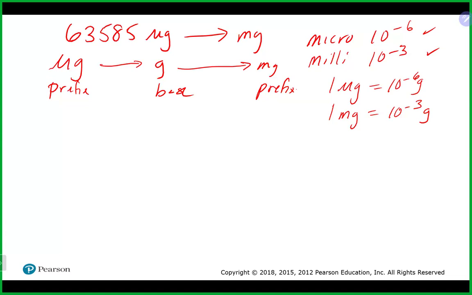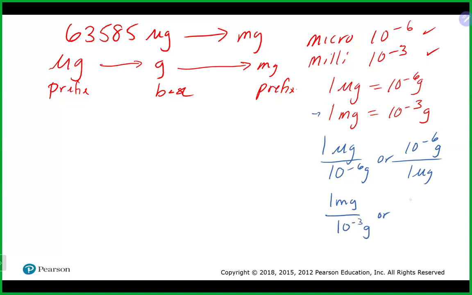This is going to give us really two conversion factors for each of these equalities. In the first case, if we were to write the two conversion factors, 1 microgram over 10 to the minus 6 grams, like we saw previously, or 10 to the minus 6 grams over 1 microgram. For our other one right here, we could have 1 milligram over 10 to the minus 3 grams, or 10 to the minus 3 grams over 1 milligram. So we got our equalities. We have our pathway to get us there.